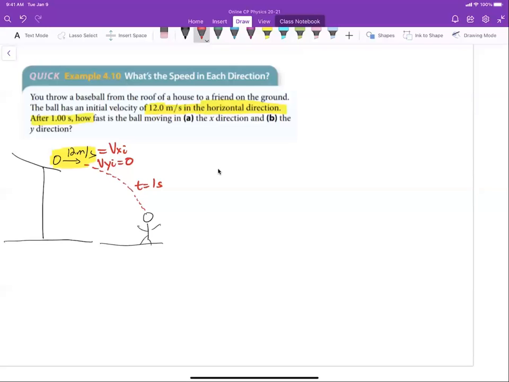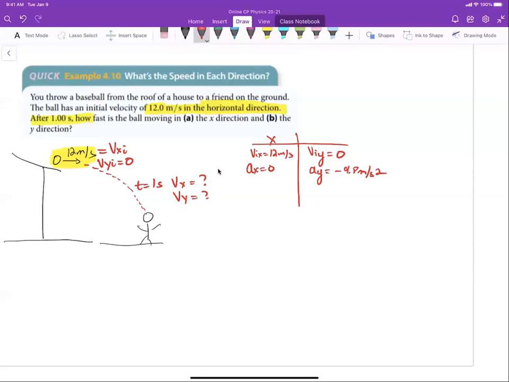What do I want to know? I want to know the velocity in the x direction at that time, and I want to know the velocity in the y direction at that time. So let's construct our table. What do we know? We know the initial velocity in the x direction is 12 meters per second. We know the initial velocity in the y direction is 0. We know the acceleration in the y direction is negative 9.8 meters per second squared. We know the acceleration in the x direction is 0, all the time, forever and ever.